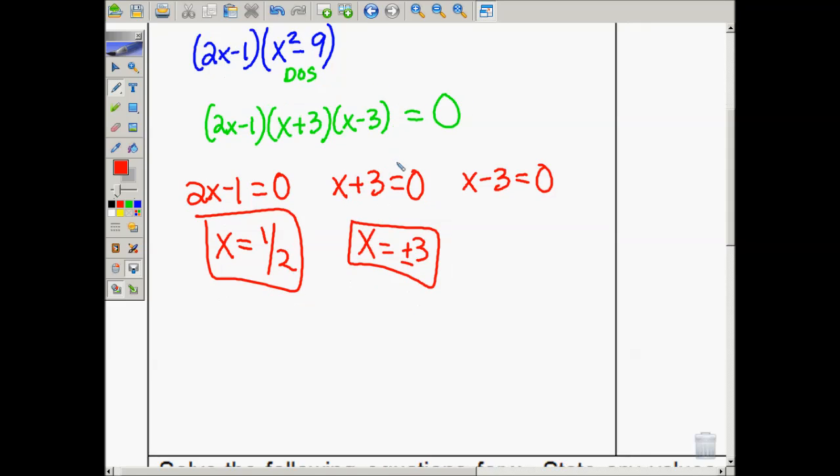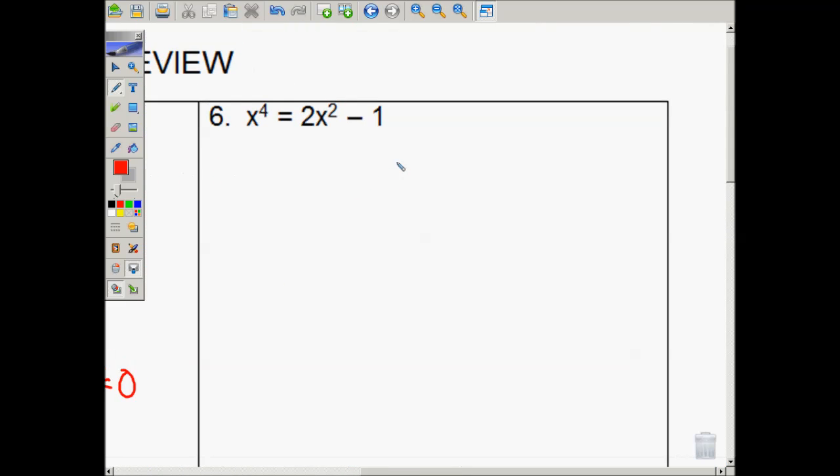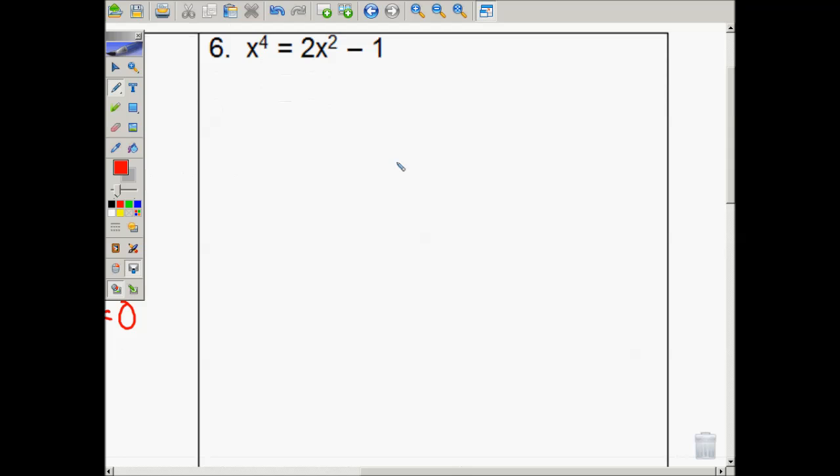Let's go on to 6. All right, so 6. How many variables? 2. What's my highest exponent? 4. So that means I could have potentially up to how many answers? 4. 4 answers. All right?